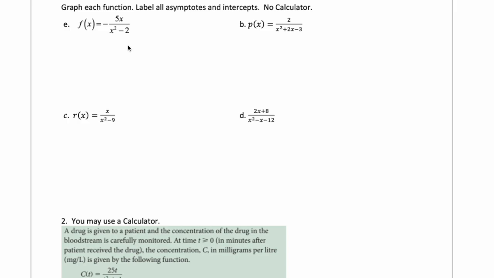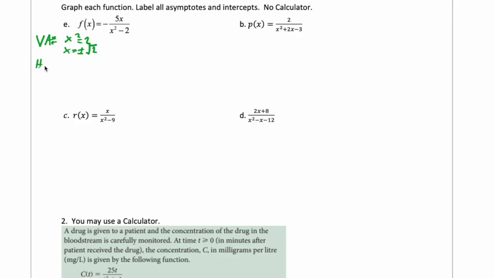Okay, so let's take a look at the first one, and probably the easiest thing to start off with is the vertical asymptote. Just set the denominator equal to 0, and you get x squared equals 2, so x equals positive and negative root 2 are the vertical asymptotes.